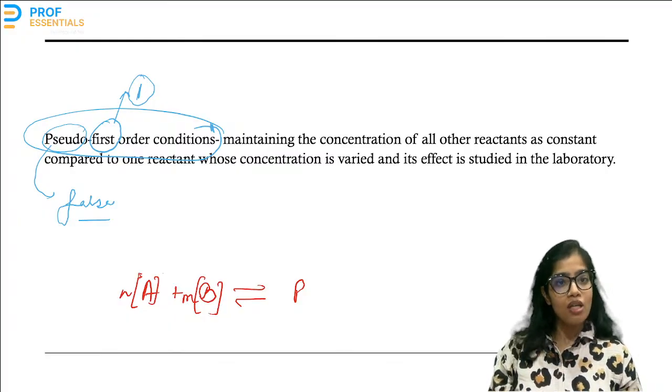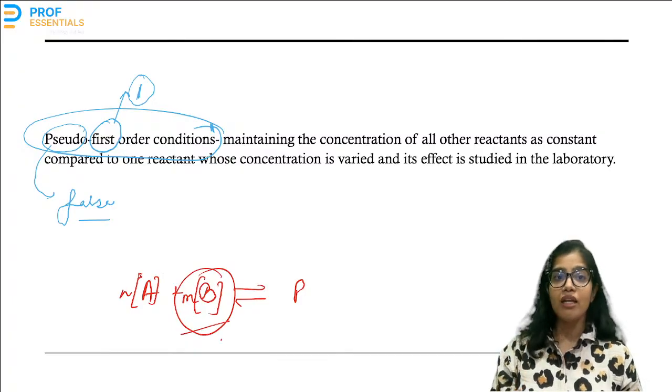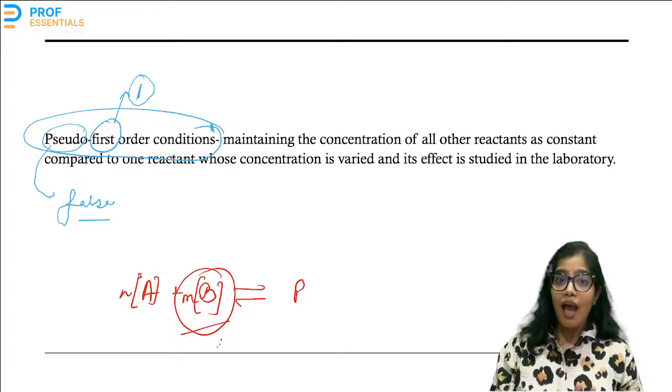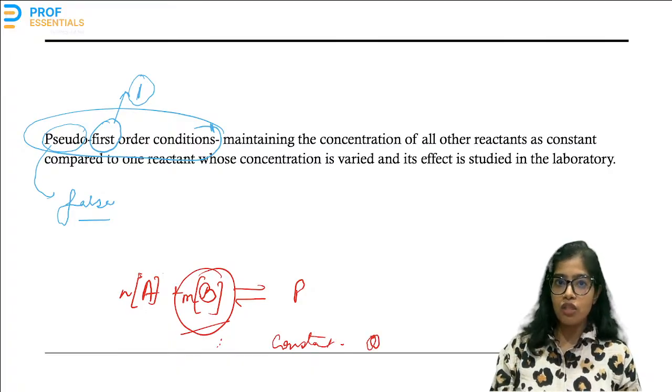Why? Because the concentration of the other reactants is artificially maintained as constant, and constant means the rate of change in this is 0. So if the rate of change for this is 0, there is no rate of change, then this is going to be 1.